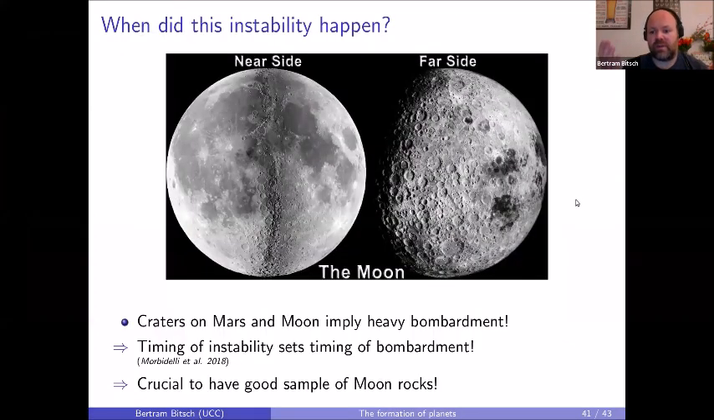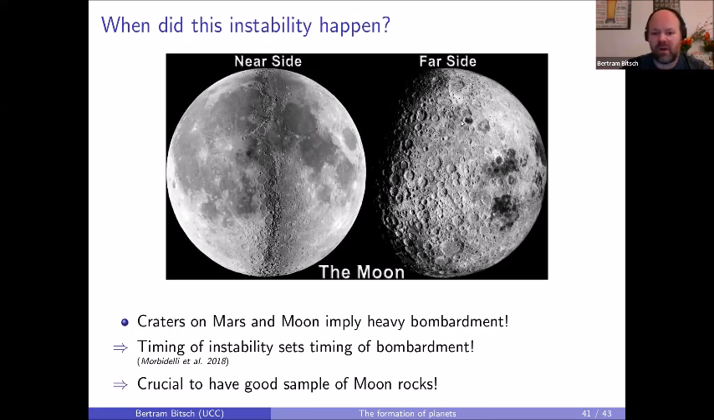Now, of course, the question is, when did that instability actually happen? We can constrain this by the crater record on the moon and on Mars. You see here a picture of the moon. This is the near side of the moon that we can see from Earth. But on the other side of this picture, we have the far side of the moon. This is the side of the moon we never see from Earth, and we saw it for the first time with the Apollo missions.